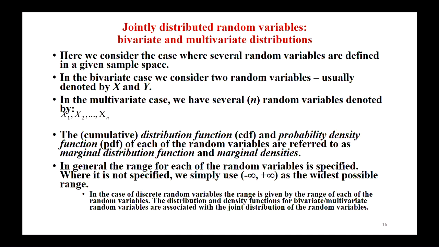In the case of discrete random variables, the range is given by the range of each of the random variables. That is, if x can take on values 1 and 2, and y can take on values 3 and 4, you've just got to consider all possible pairs. That will give you the range of x and y. The distribution and density functions for bivariate or multivariate random variables will be associated with the joint distribution of the random variables, and we'll work out what that association is in the rest of this lecture.